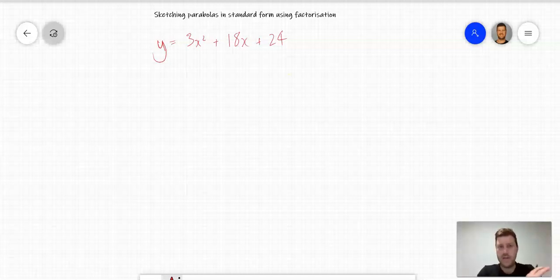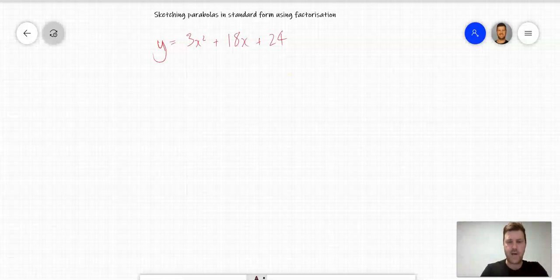Today's video I'm going to show you how to sketch a parabola that's in standard form. Again, I'm going to use factorization, but the example I'm going to show you today actually has two steps. So we're going to factorize not just using the one step, removing a common factor, or one step sum and products, or one step perfect square. It's actually going to be two steps. We'll get to that in a minute.